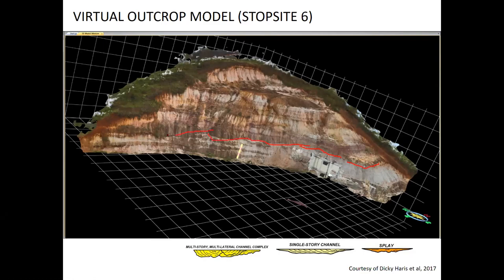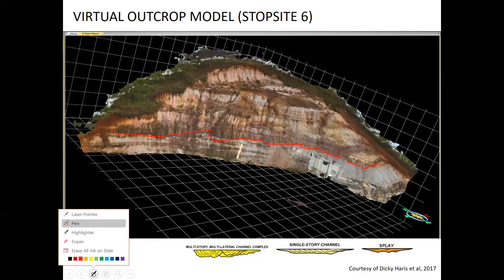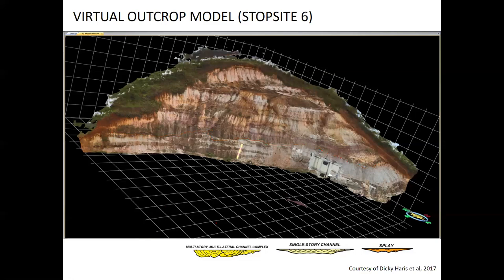Now we are seeing the multi-story channel. We can also observe the lateral migration of this channel body, roughly from north to the south. Due to the nature of the meandering stream, it actively switched directions, but we can see now it shifts from north to south.